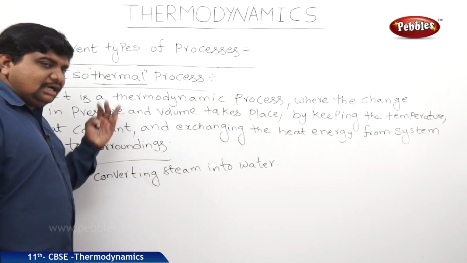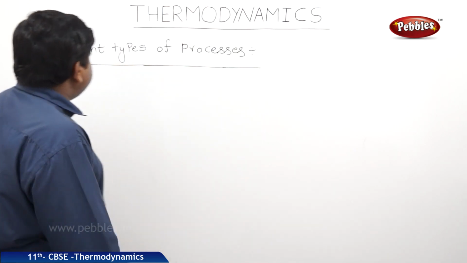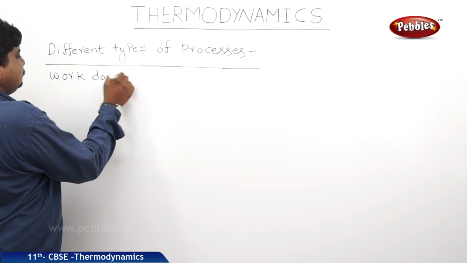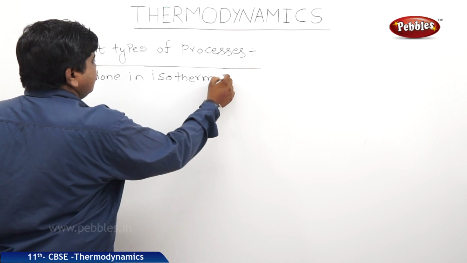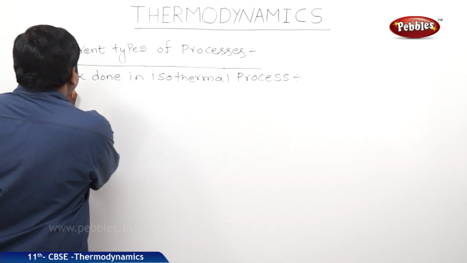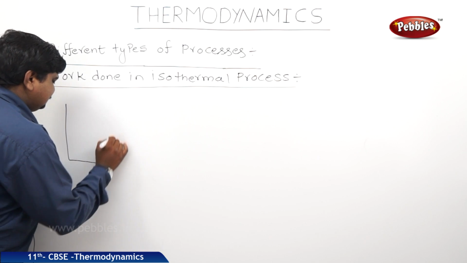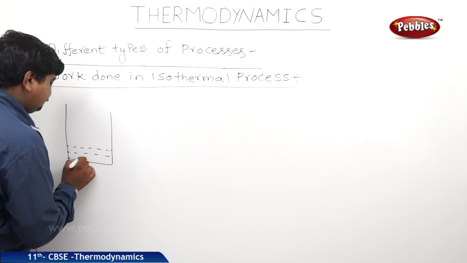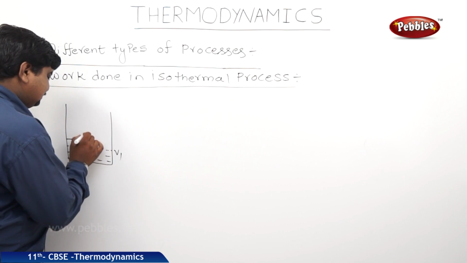Now we will discuss the work done during the isothermal process. Now the concept is work done in isothermal process. Let us take 1 mole of gas in a container, initially at the volume V1, and a piston is applied on it, nothing but the pressure.